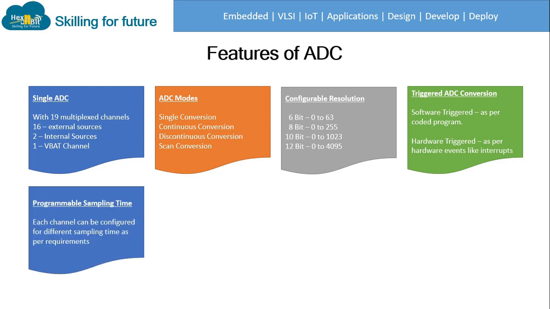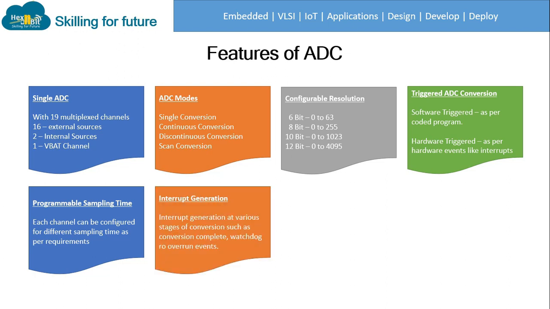Next is programmable sampling time. Each channel can be configured for a different sampling time as per the requirement. Suppose we have 4 channels enabled and the input signals on these channels are varying at different rates. Then we can configure the sampling time which is suitable for a particular channel.